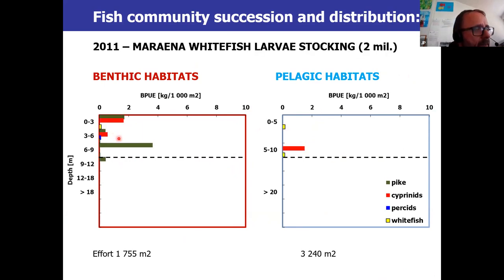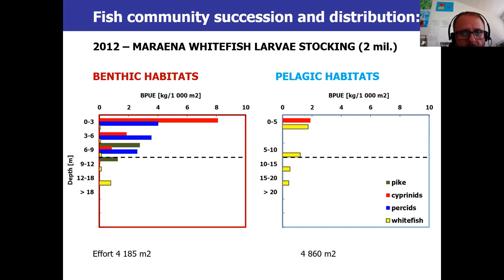In 2011, because the lake was flooded from the nearby river Ohře, we found a few cyprinid species, percid species. The catch of pike was even larger than the previous year, and we captured some Marena whitefish, coregonids, represented here in yellow, both in benthic and pelagic habitats. In 2012, there was another increase reported in cyprinids and percids in the mainly shallow benthic habitats, and the lake started to be well populated by whitefish, with catches in both benthic and pelagic habitats, both shallow and deep habitats.